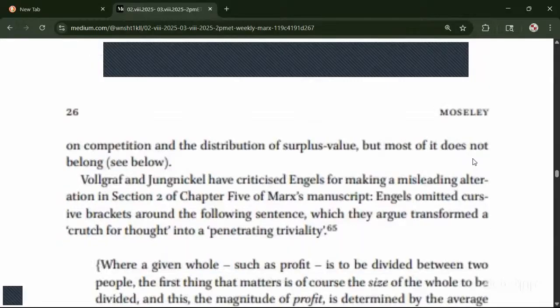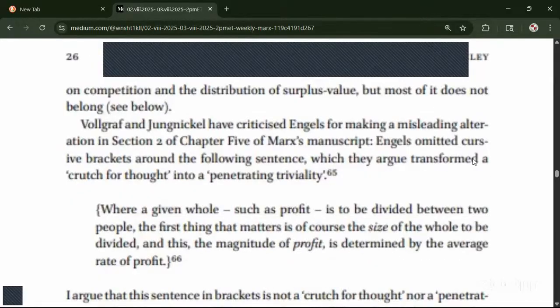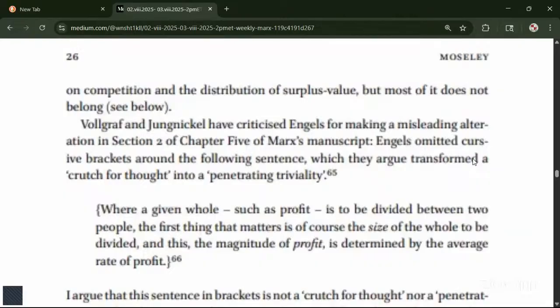Volgraft and Jungnickel have criticized Engels for making a misleading alteration in Section 2 of Section 5 of Marx's manuscript. Engels omitted cursive brackets around the following sentence, which they argue transformed a crutch for thought into a penetrating triviality. Would that we all could do that.